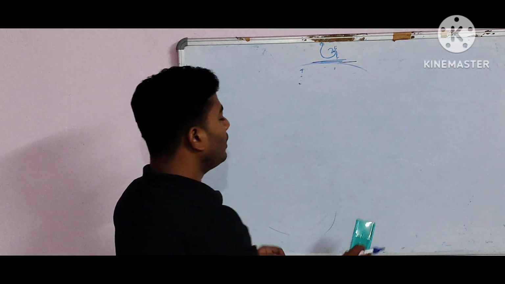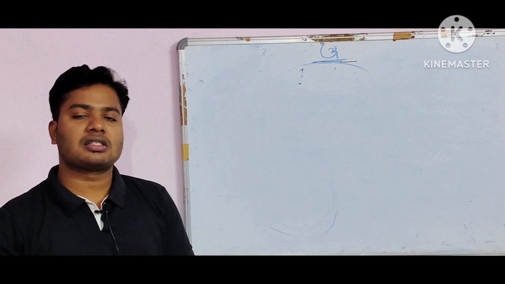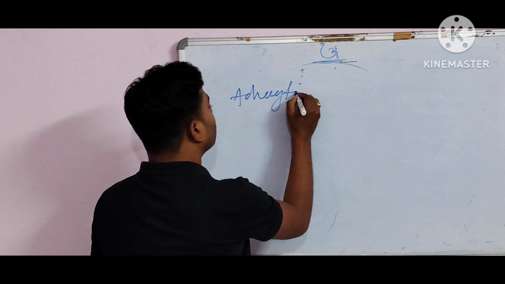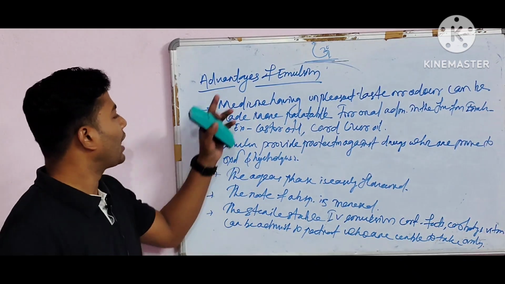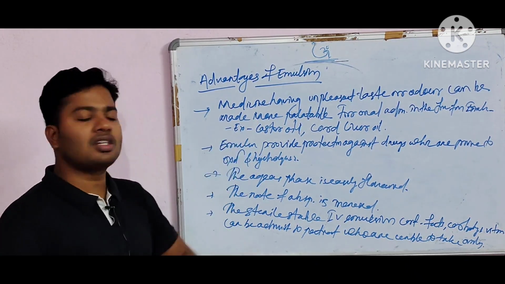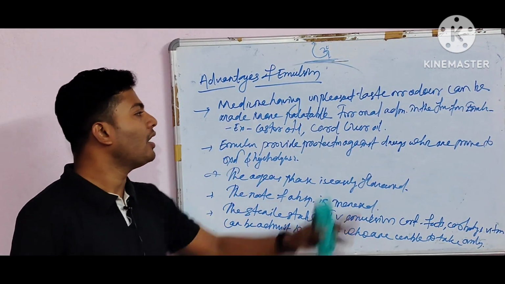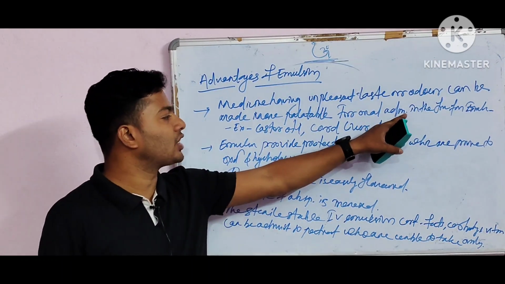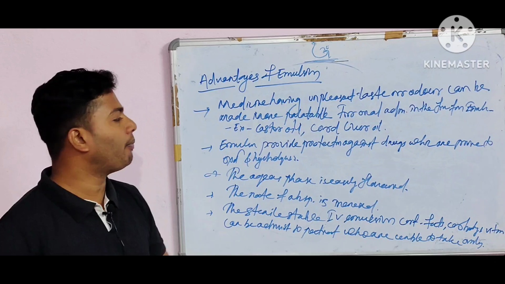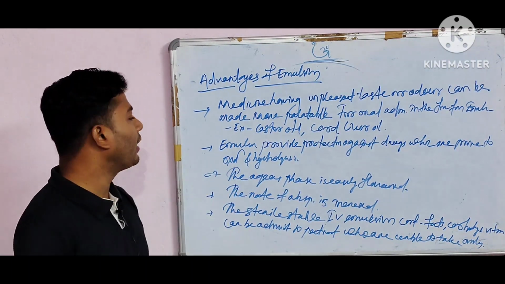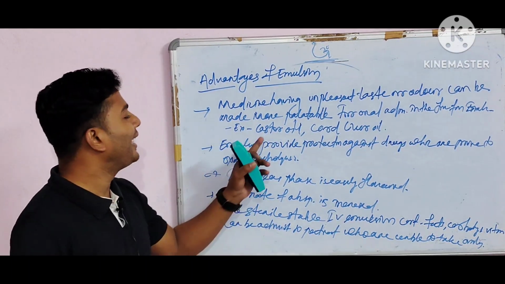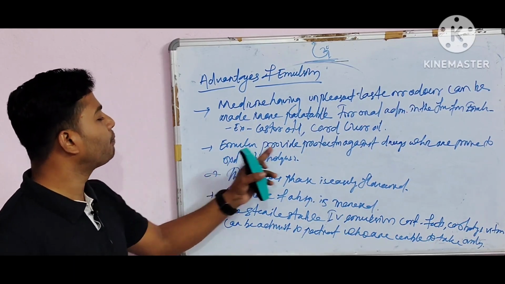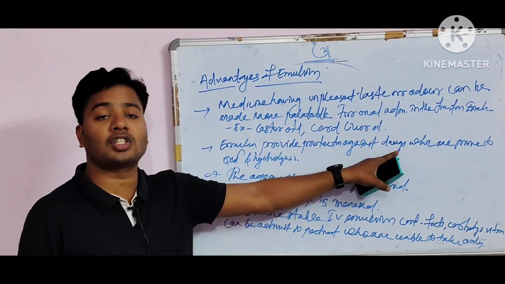So now the advantages of emulsion. What are the advantages of emulsion? Now the first advantage is that medicine having unpleasant taste or odor can be made more palatable for oral administration in the form of an emulsion. Okay, so what are the examples? Like castor oil and cod liver oil.